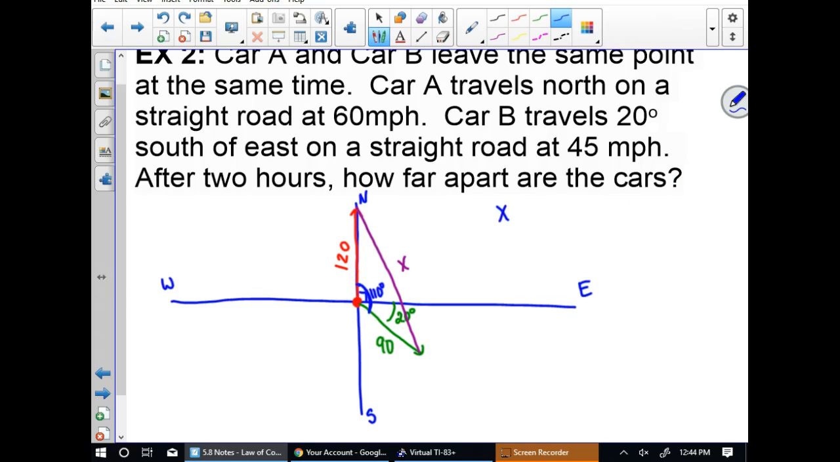So we want to find x. And so that means that the angle across from x, that 110, which is the one that we know, is going to go on the end. We'll have our cosine 110. It does not matter which one is A and which one is B as far as your 120 and your 90. So you'll have 120 squared plus 90 squared minus 2 times 120 times 90, and then cosine of 110.